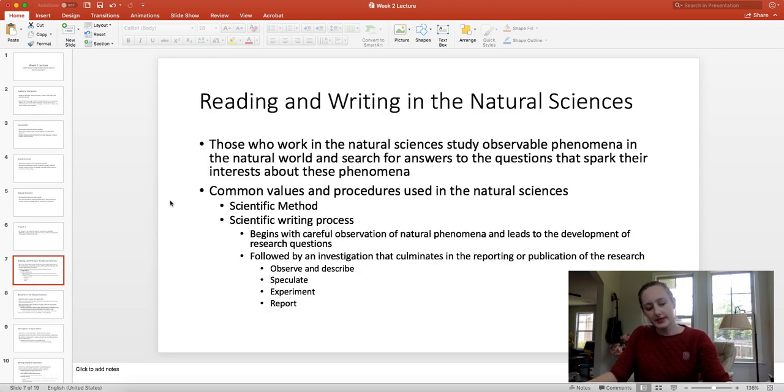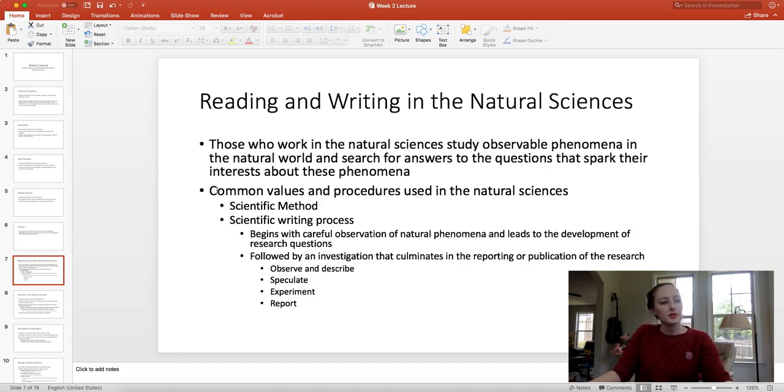So, before we dive into Project 1, I want to talk about general conventions of writing and doing research in the natural sciences. Those who work in the natural sciences are studying observable phenomena in the natural world and searching for answers to questions that spark their interest about these phenomena. When we're talking about chemistry, there's something you can observe about how elements interact. Observing that phenomenon, you are going to then create some sort of question, research it, and try to answer why does this happen?